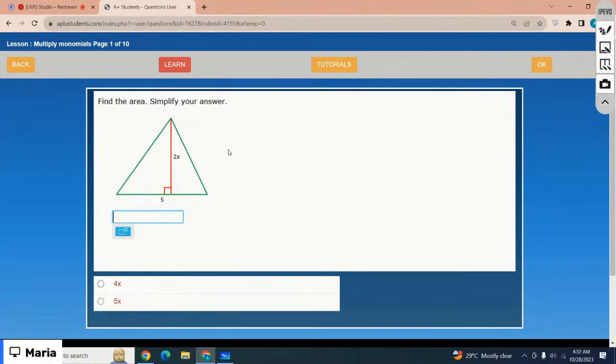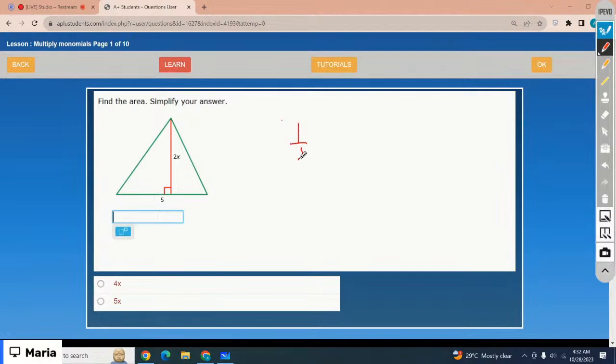So you are given a triangle. The area of the triangle is half times base times height, right? So 5 times 2x is 10x, divided by 2, that would be 5x, right? You have to apply the formula for the triangle, half times base times height. Base is 5, height is 2x, so it would be 10x, and 10x divided by 2 is 5x. The correct option is 5x.